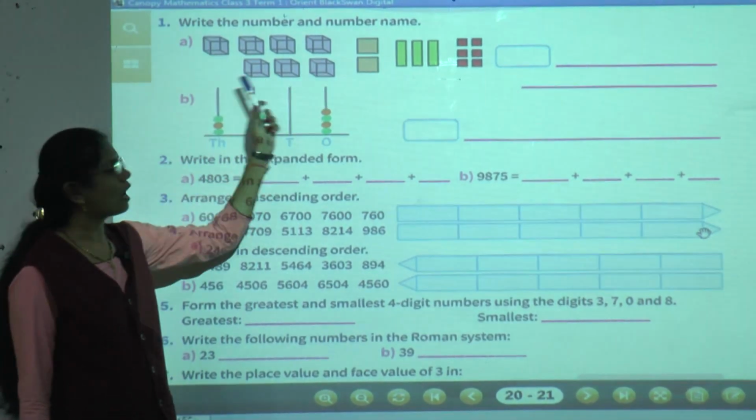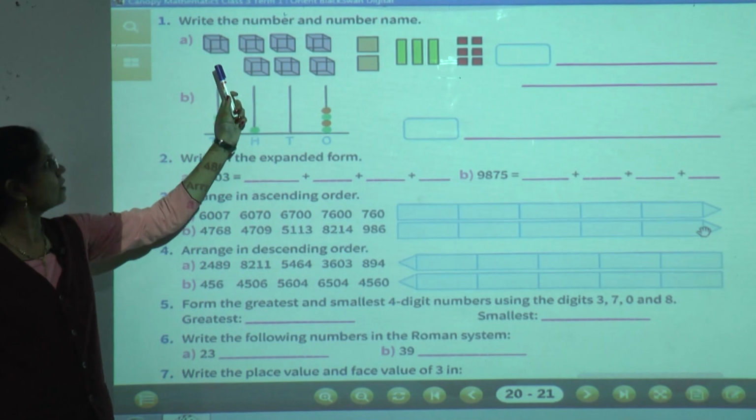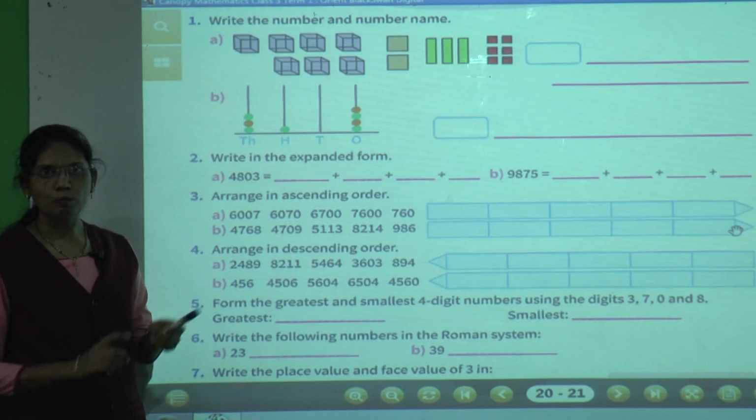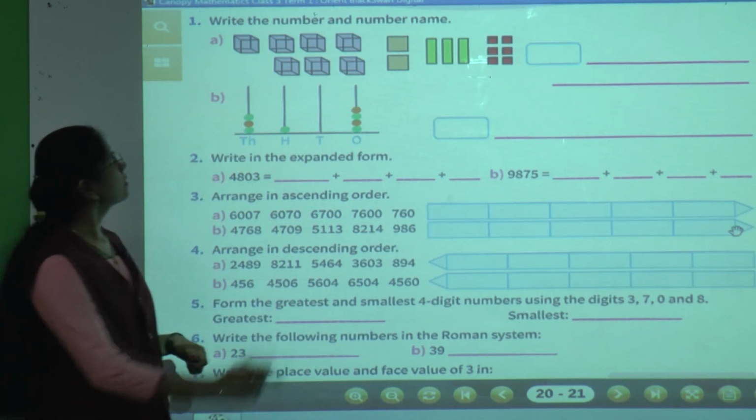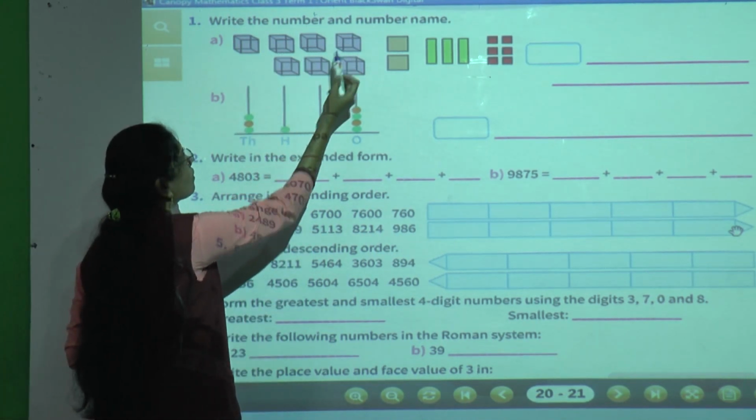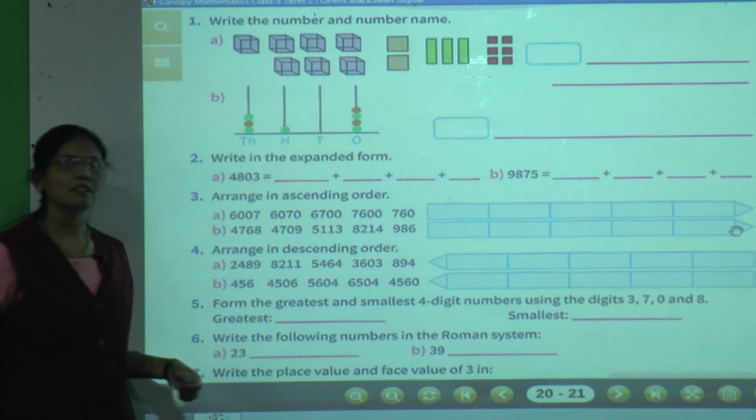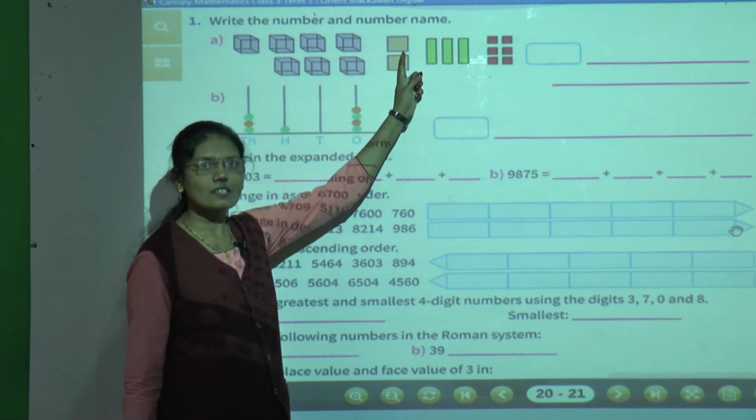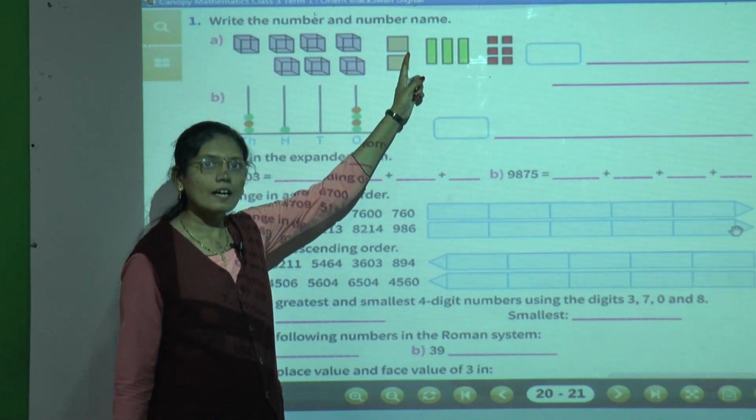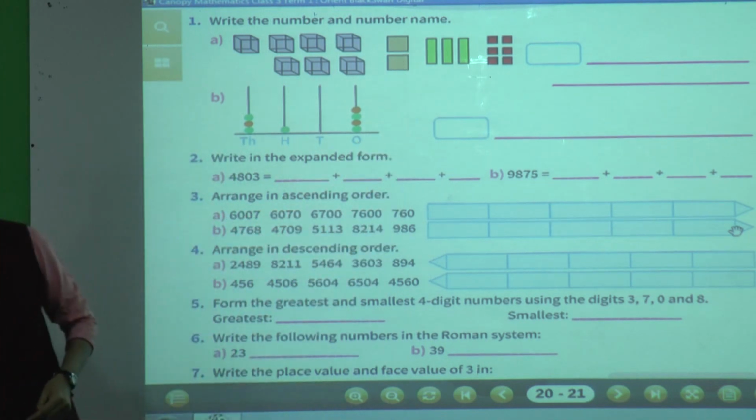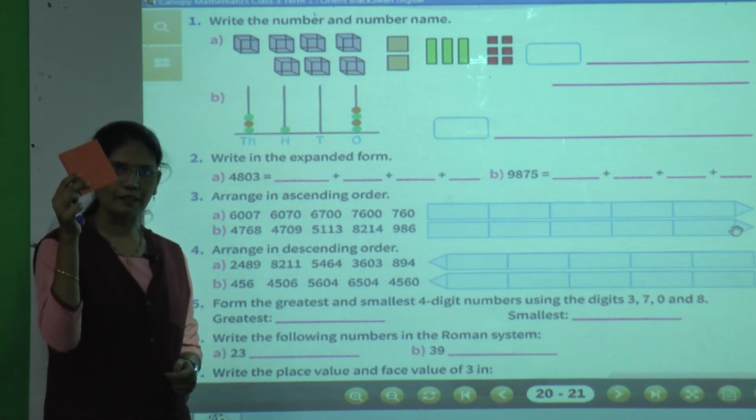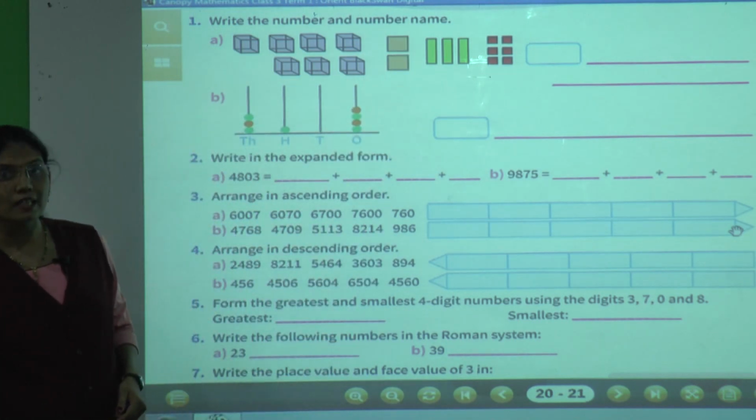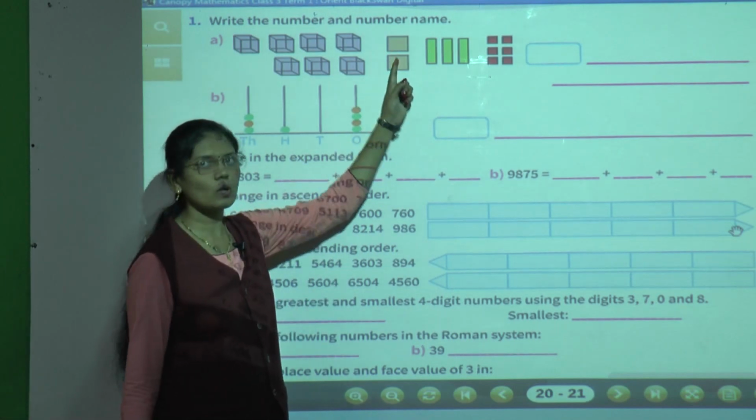Now see here, can you see the cubes? Yes. Now count the cubes. In front of you also the textbook is there. Count how many cubes there are. Yes, 1, 2, 3, 4, 5, 6, 7. There are 7 cubes. Now this sheet represents 100. Here also they have given us 2 sheets. That means 2 hundreds are there.